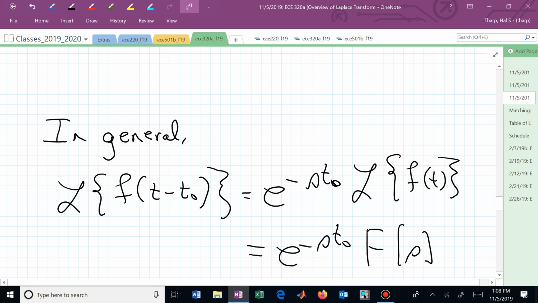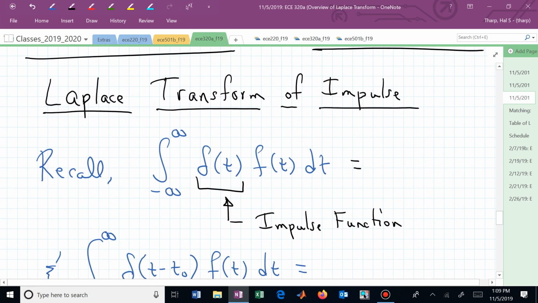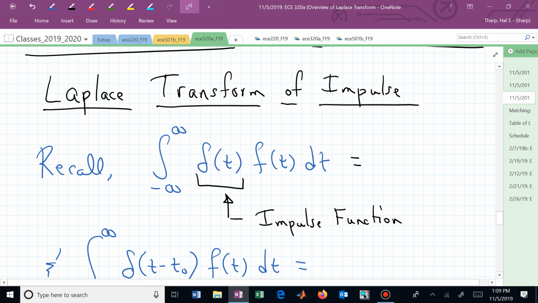That answer, the question was, can this work for t naught positive or negative? And the answer is yes. Any other questions? But in general, we're going to be delaying things. We won't be advancing, but we can. Maybe on the final we'll advance something.